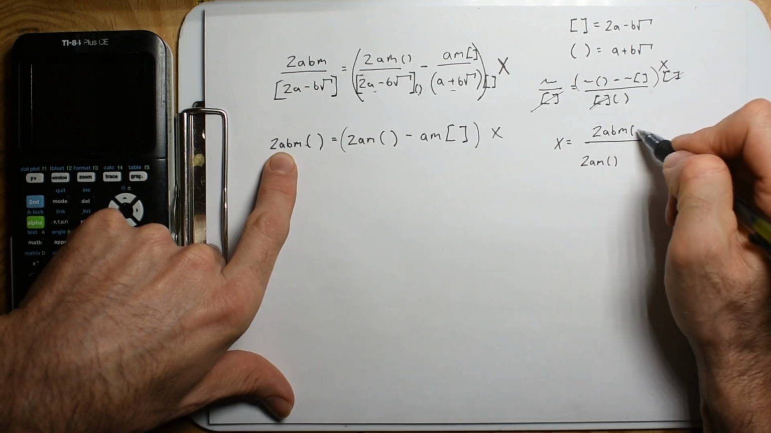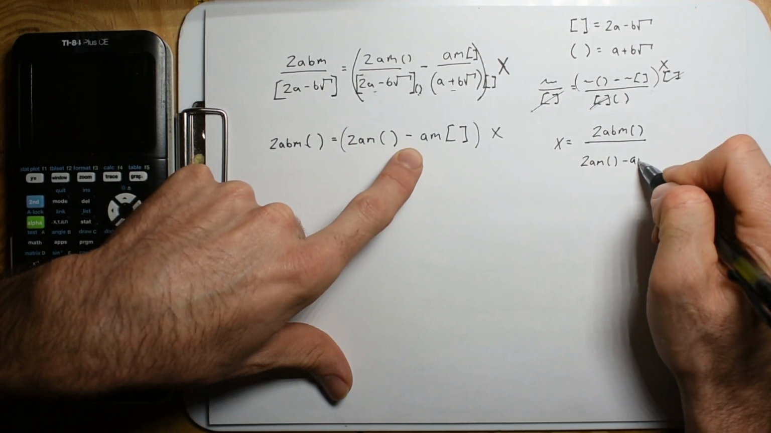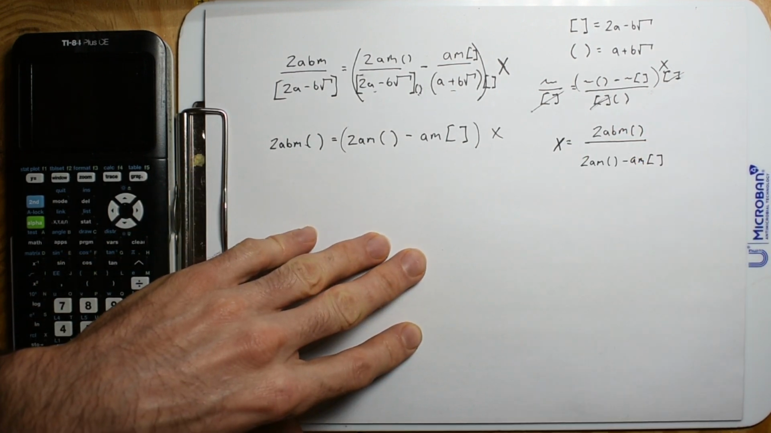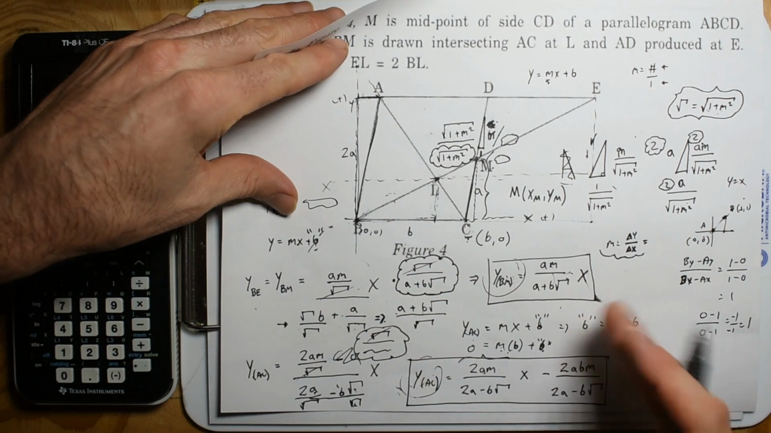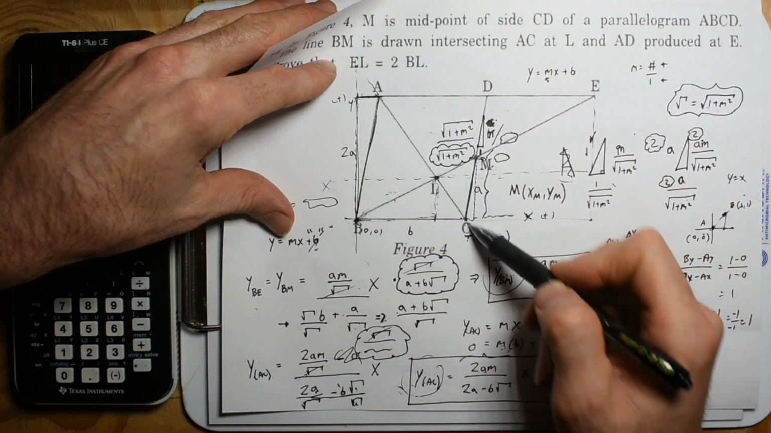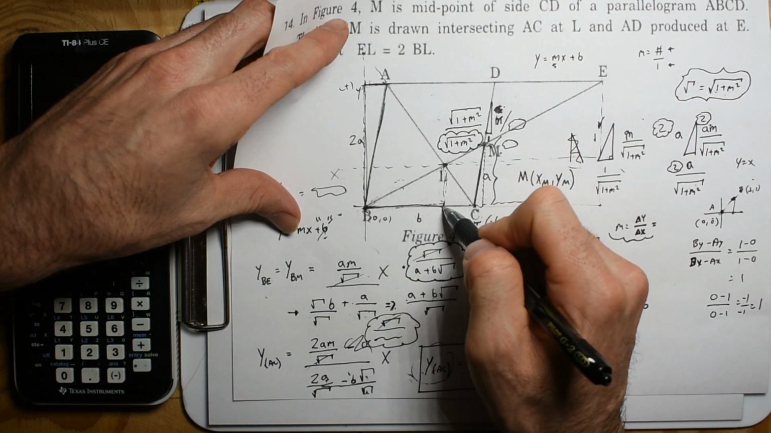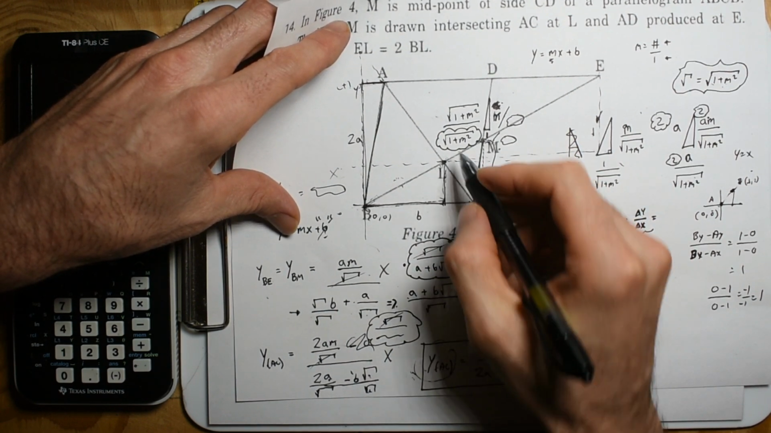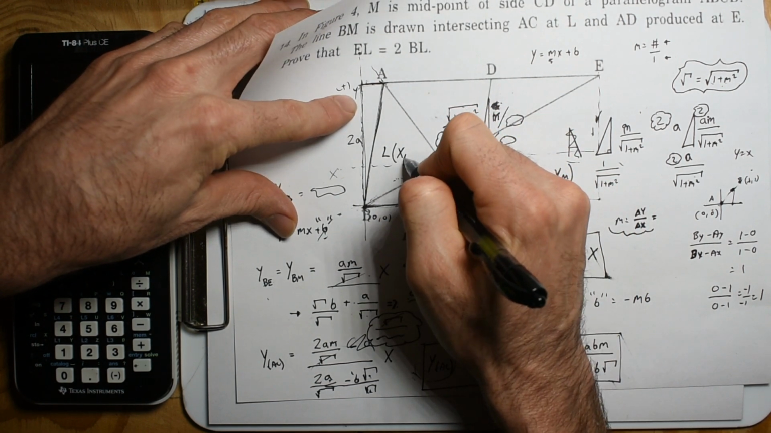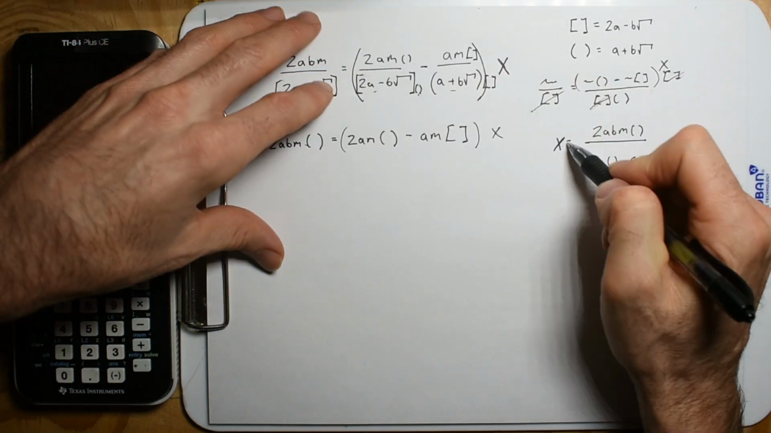So we have this divided by this chunk. So minus a m bracket. Okay, hell yeah. So that's the x term. And then what are we solving for? We just said that this equation was equal to this equation, and we solve for x. So we have this x term, so we solve for x of L. Point L has an x term, I'll call it x of L and a y of L. And what we did is we just solved for x of L.